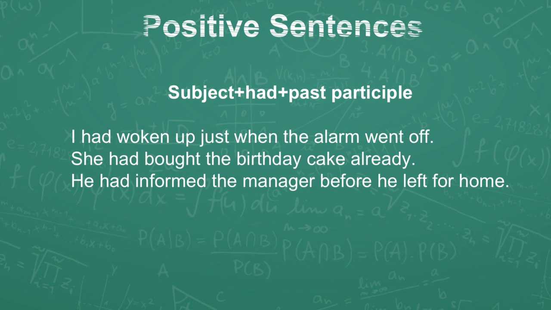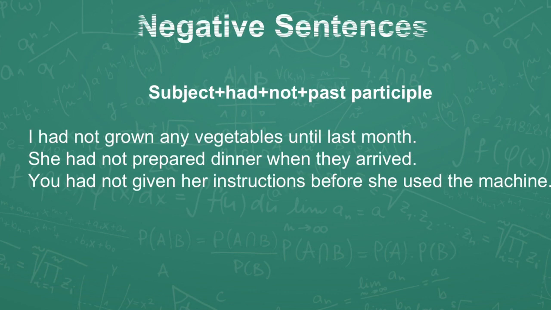I had woken up when the alarm went off. Here, woken is the past participle of the verb wake. She had bought the birthday cake already. So buy is the verb and the past participle is bought. He had informed the manager before he left for home. So inform is the verb, the past participle is the ed form, which is informed.